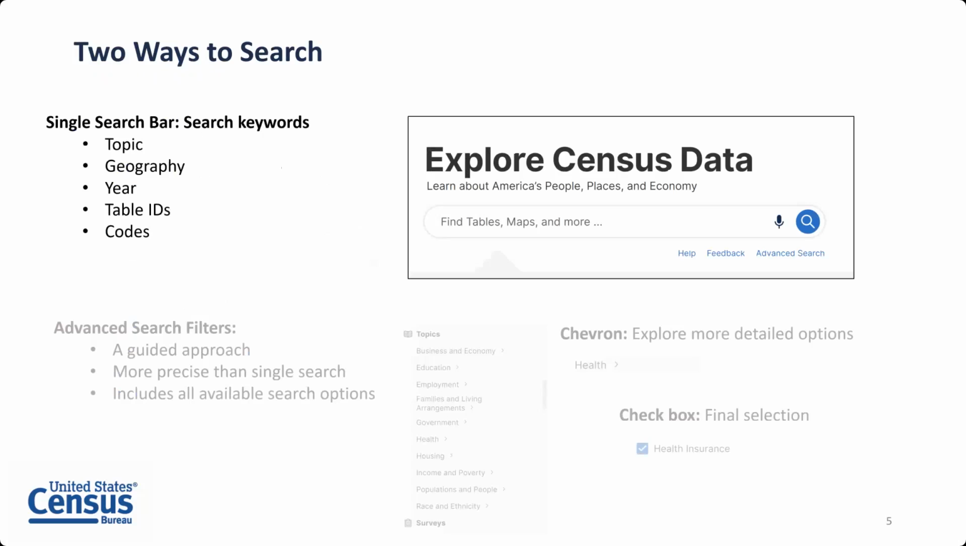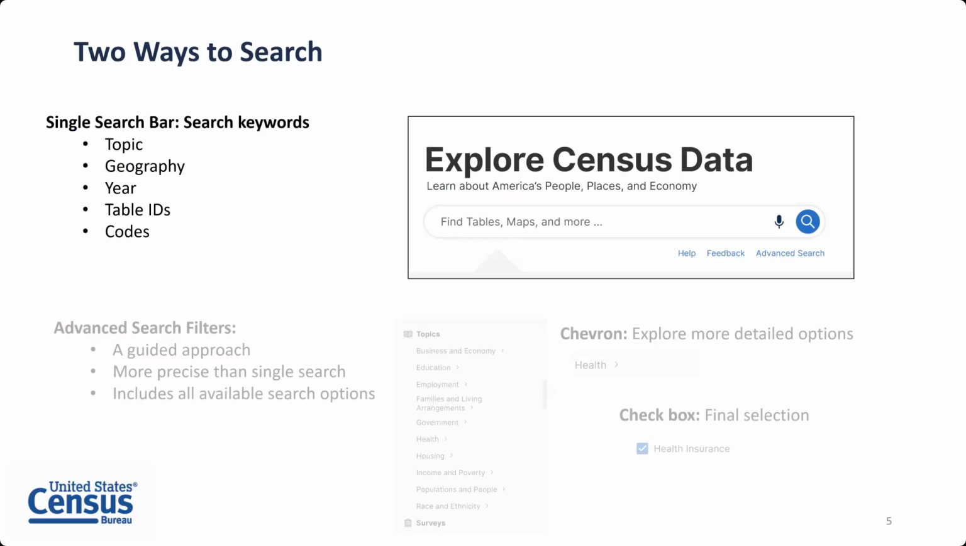And there are two primary ways to go about searching on the site. When I start on data.census.gov, I usually like to give the single search a first try, see if it might give me a quick answer to my question. What works well in the single search bar is typing in keywords: so single topic, geography, year, table ID, or codes.